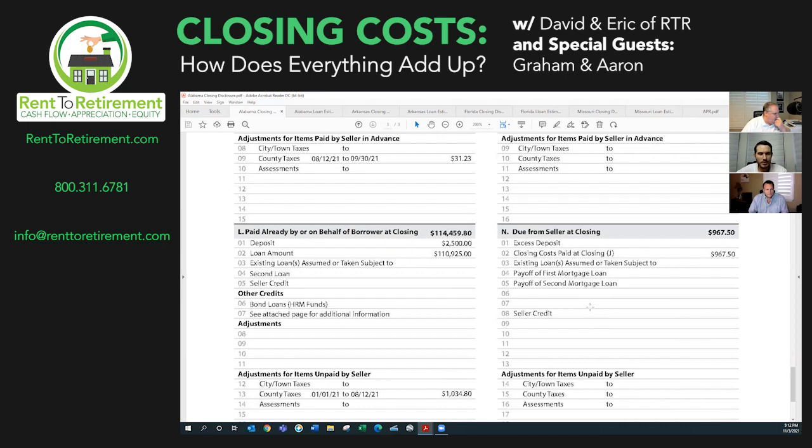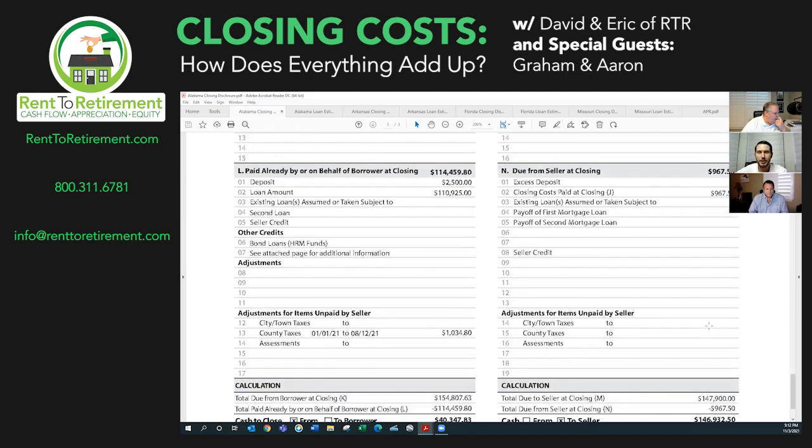A really important and noteworthy item here to take a look at is if we look at this adjustments for items unpaid by seller. Line 13 right there, $1,000. A lot of borrowers think right away, what am I getting paid? Why am I having to pay another $1,000 right here? This is actually a credit, a straight cash credit from the seller back to the buyer, paying for these property taxes.